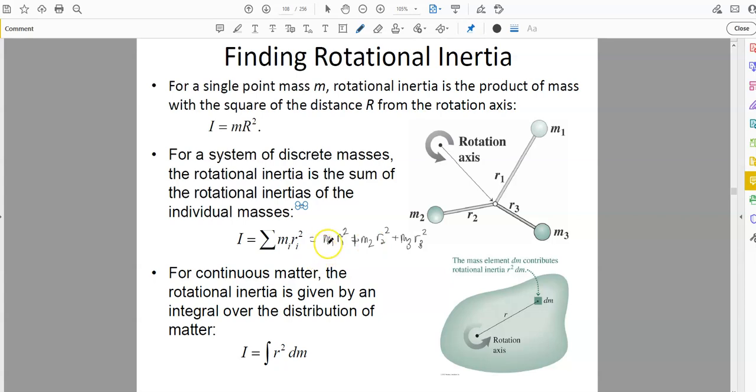So anyways, if all of these are the same mass and they have the same distance to the center, then what you could say is that this is going to be 3mr squared for the total moment of inertia for this object, right? So that's basically the concept that's leading into this.